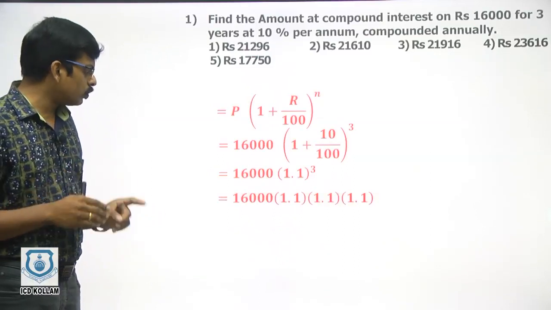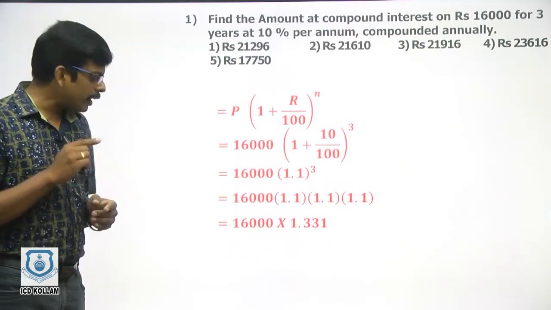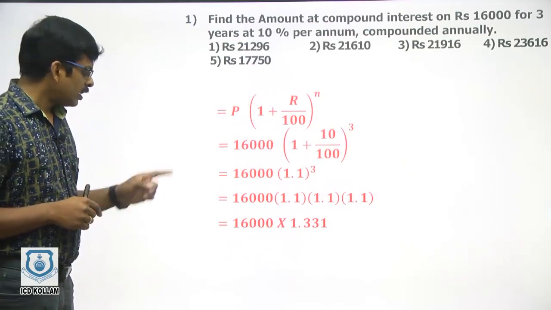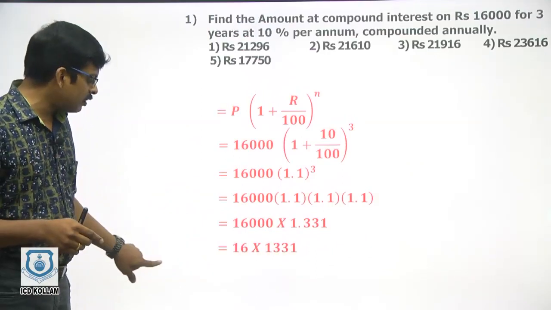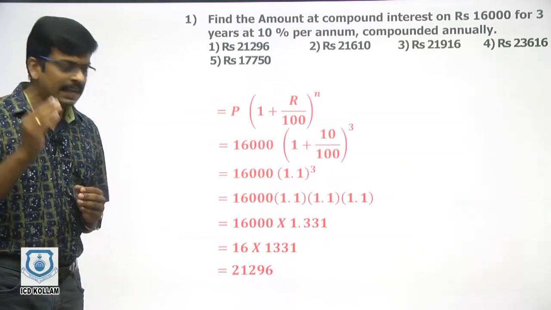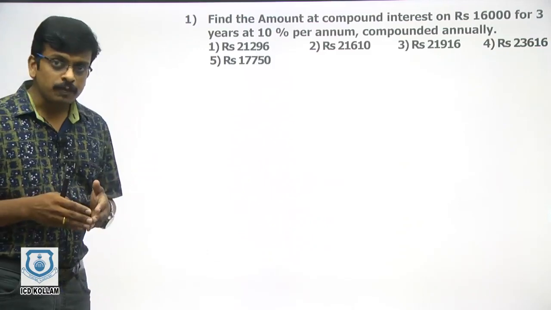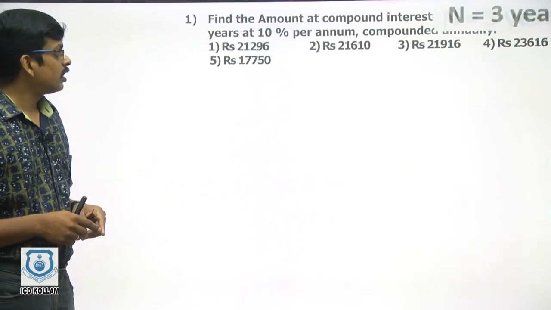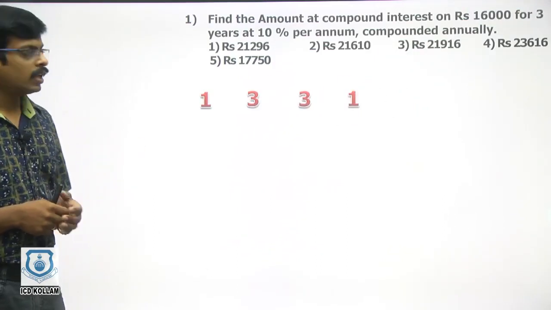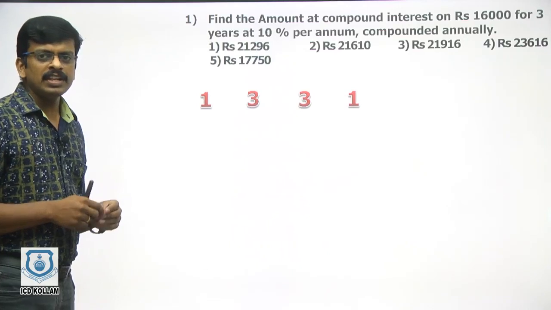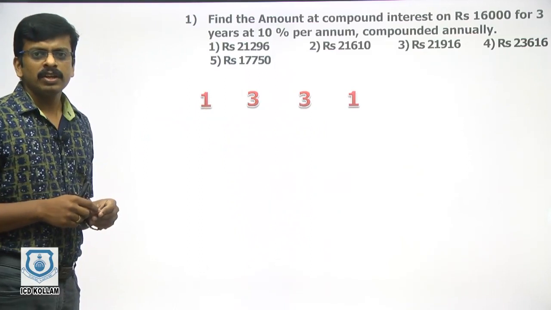So it will be equal to this one, and we may get it as 16,000 into 1.331. Those zeros I give to this number, it will be 16 into 1331, and we get the answer as 21,296. Now we go to our easy method. Thanks to Blaise Pascal, for 3 years we have the 1331 numbers.